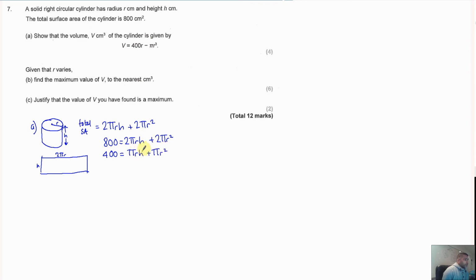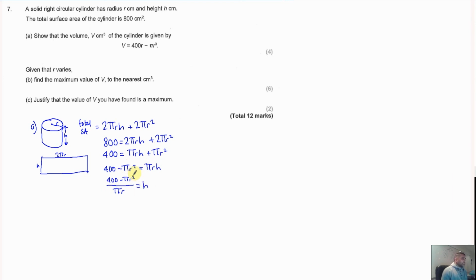Now, we want h to be the subject here, and there's two ways of doing this. If I make h the subject of this formula, then I can work out the volume formula. So let's make h the subject here. If I subtract pi r squared, 400 minus pi r squared equals pi rh, and then divide both sides by pi r, that will give us what h is.